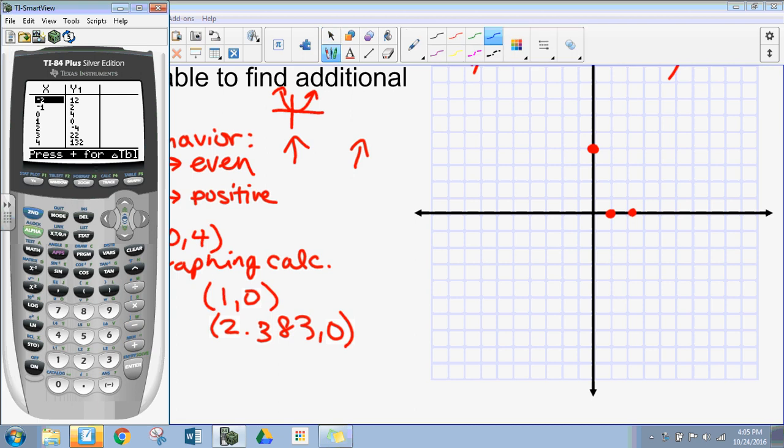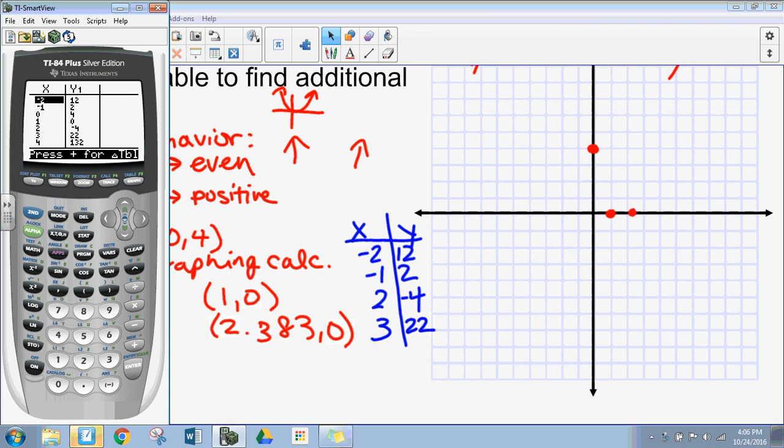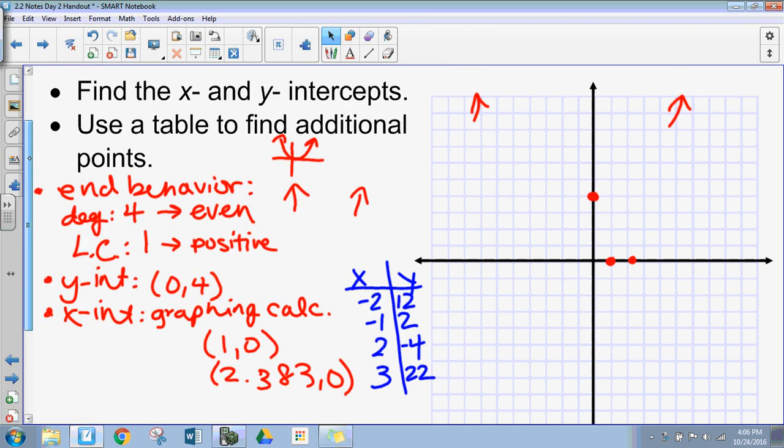So we have our x and y, and it looks like (-2, 12) would be a good point. (-1, 2), (0, 4) we already have, (2, -4), and it looks like (3, 22), but that's not going to be able to be graphed, but it's going to tell us which direction we need to go. So I'm going to put it there just for some reference. Okay, so now we're going to graph that. So (-2, 12), and I'm going to close this out so we can see the rest of this graph.